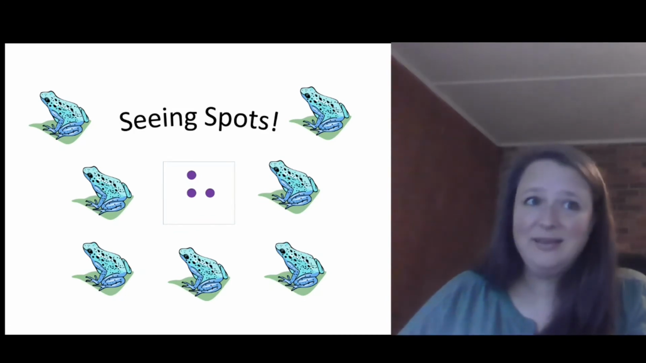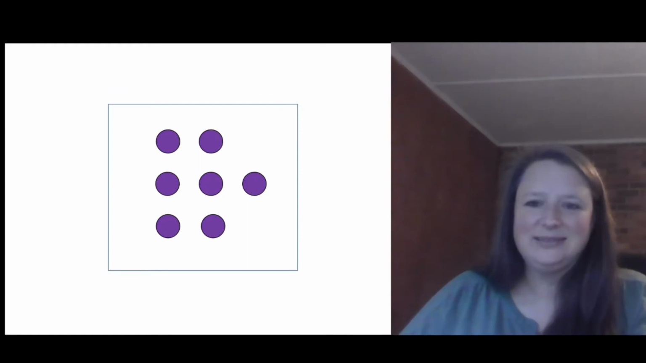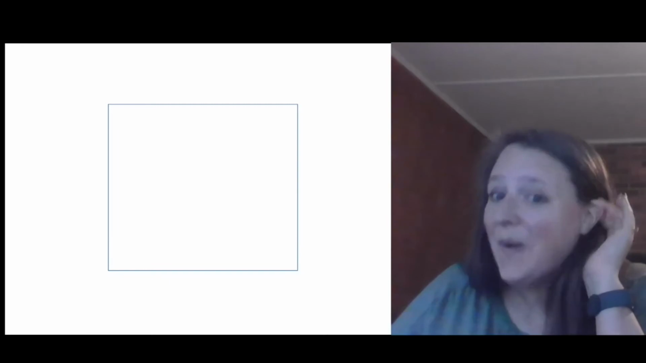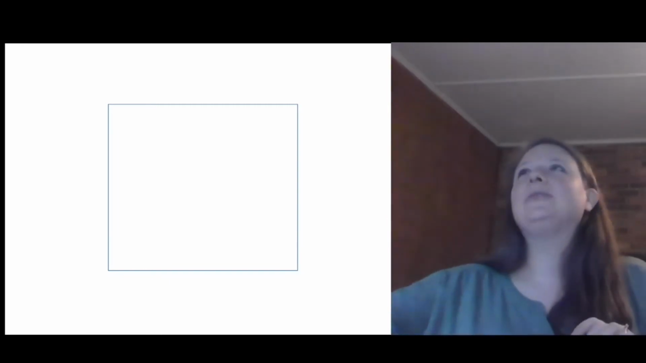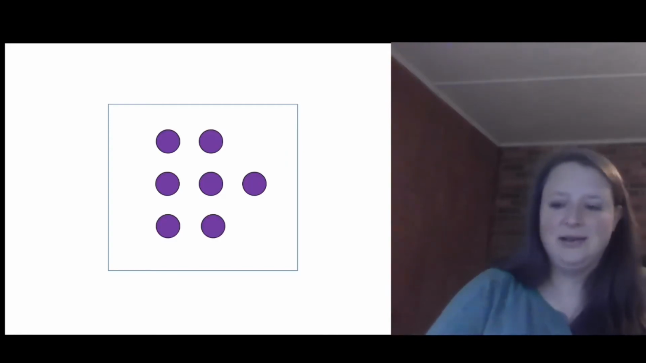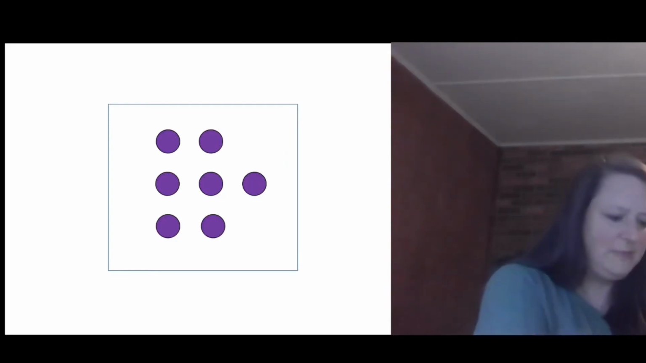Here we go. Here's your first set of dots. Hold it in your brain. Hold it tight. How many did you see? How many? Okay, I heard several different answers. I heard a 6. I heard a 7. I heard some I don't knows because there was a lot of dots. So let's put it up and let's count how many dots there were. Let Miss Virginia draw it.